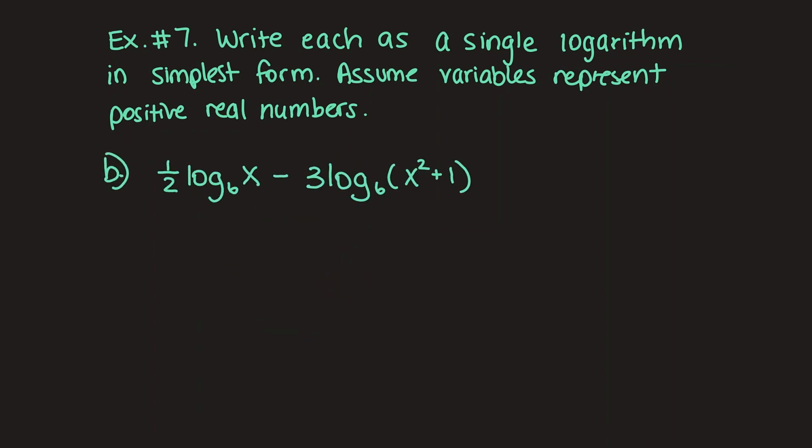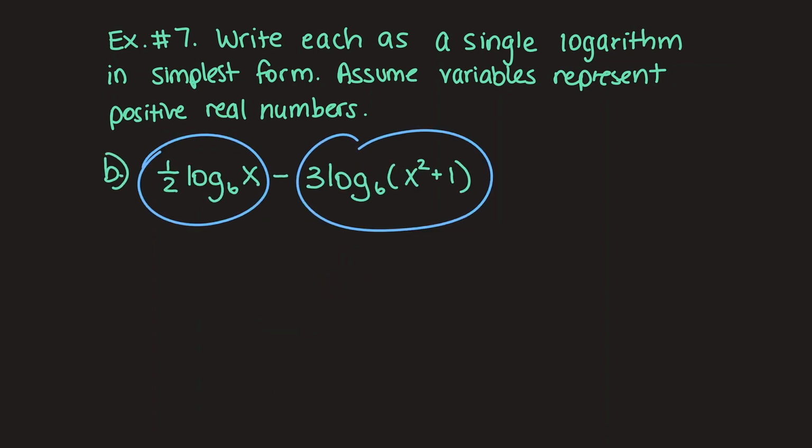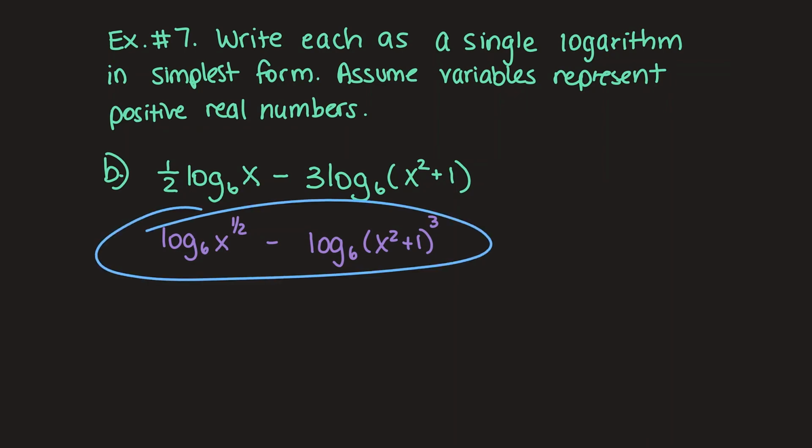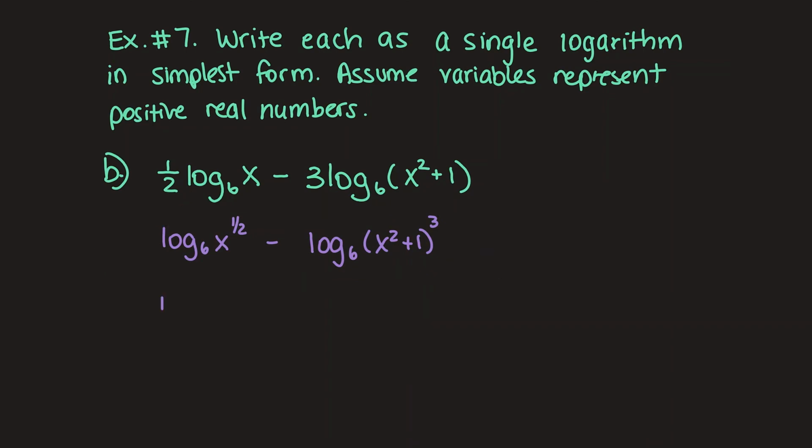We can do the same thing for the next example. First, let's apply our power rule in reverse. So we can rewrite this as log base 6 of x raised to the 1/2 minus log base 6 of x squared plus 1 quantity cubed. Now that we have a difference of logs, we can use the quotient rule in reverse. So we can rewrite this as log base 6 of x to the 1/2 over x squared plus 1 quantity cubed. And we can just rewrite x to the 1/2 power as a radical.